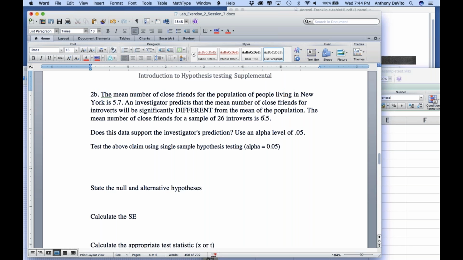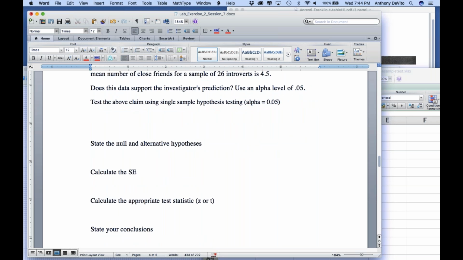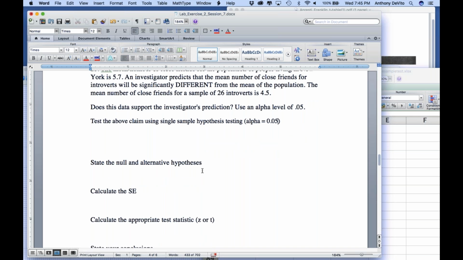Let's make that 4.5. Make it lower. Okay. The mean for close friends for a sample of 26 introverts is 4.5. Does this support his prediction? Level, alpha is equal to 0.05. What's our null and alternative hypothesis?